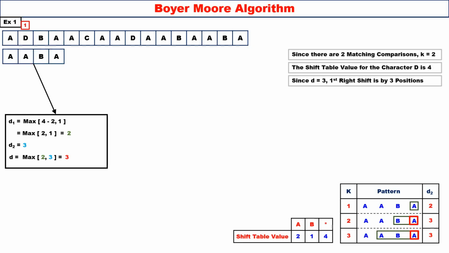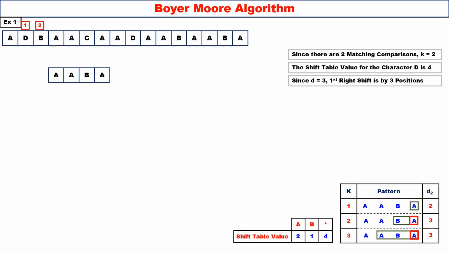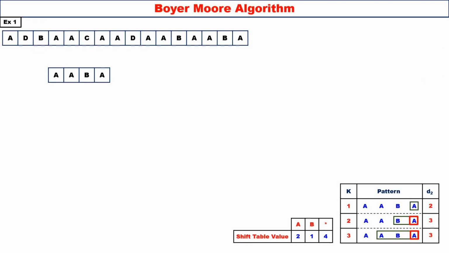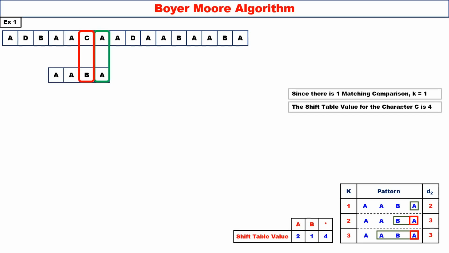So let us do the right shift. Yes, by 3 positions it is shifted. Very good. Now let us do the matching from right. A and A matching. B and C are not matching. So how many matched comparisons? 1. And also, what is the mismatched character in the main string? C. What is the shift table value for C? 4.